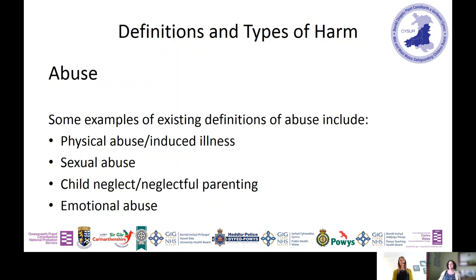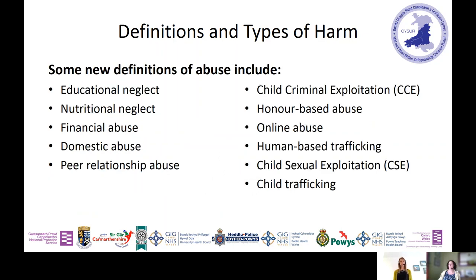Some of these existing definitions were physical abuse or induced illness, sexual abuse, child neglect or neglectful parenting, and emotional abuse. So the previous procedures were written in 2008, and I think there's been a change and a recognition of more things that are actually happening and that some young children are experiencing. And so these new definitions respond to that. So there's educational neglect, nutritional neglect, financial abuse, domestic abuse, peer relationship abuse, as well as child criminal exploitation, honour-based abuse, online abuse, human trafficking, child sexual exploitation and child trafficking.